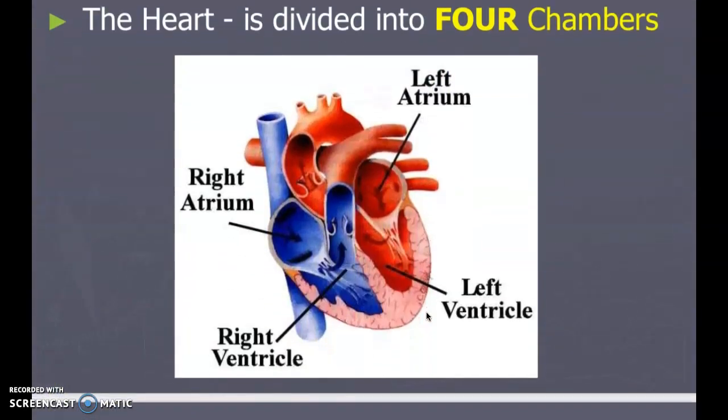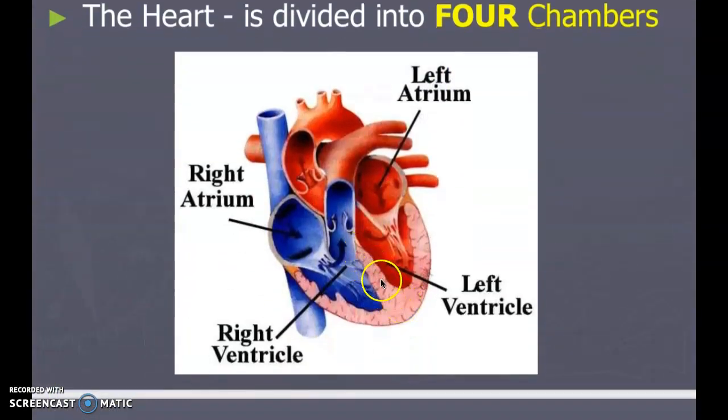So when we look at our heart, you can see that it has this thick wall of tissue inside of it. That's called the septum. It separates the right side from the left side. Our heart is actually divided into 4 hollow chambers called atria and ventricles. You have the right atrium and the left atrium, the right ventricle and the left ventricle.